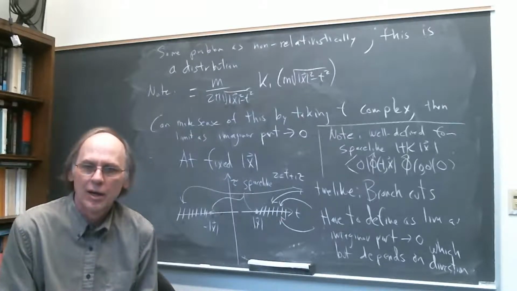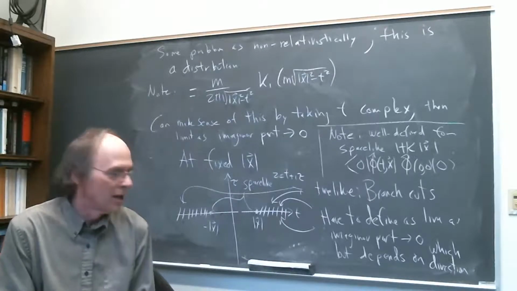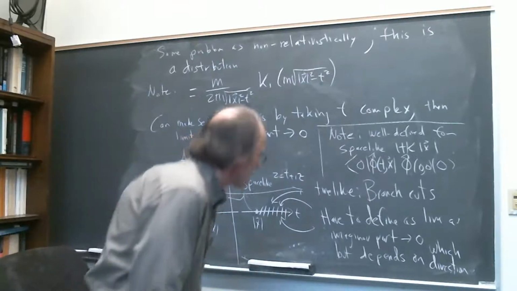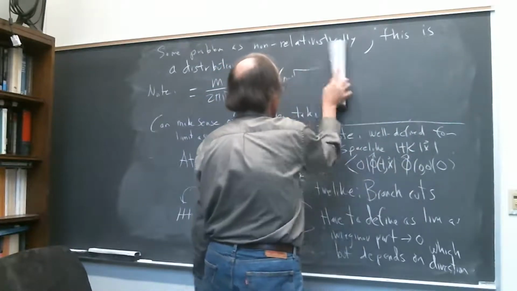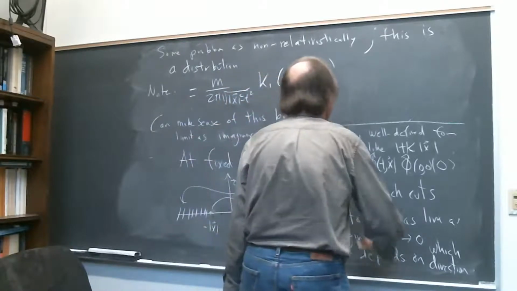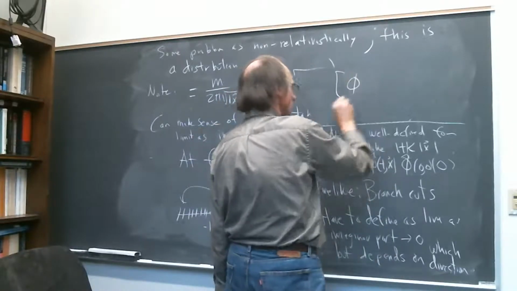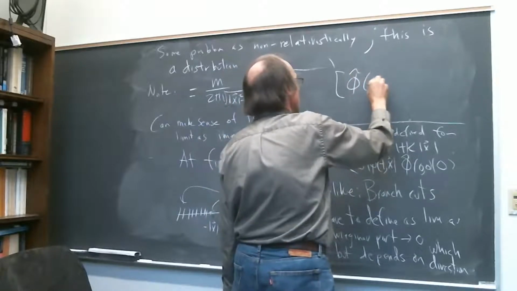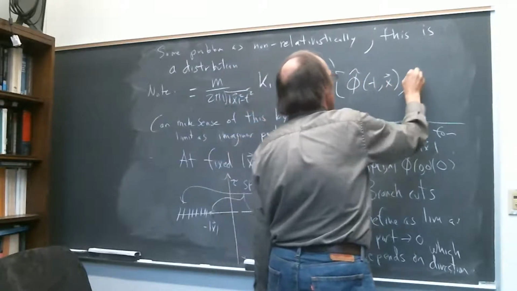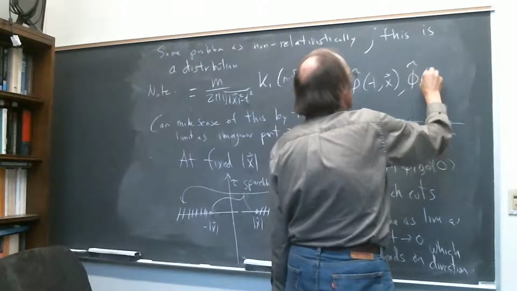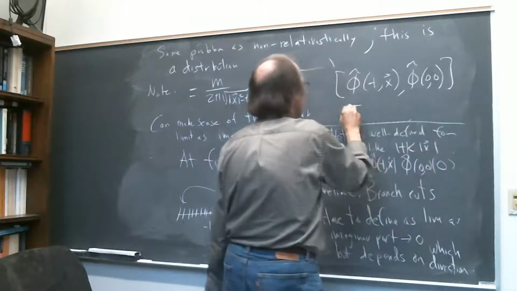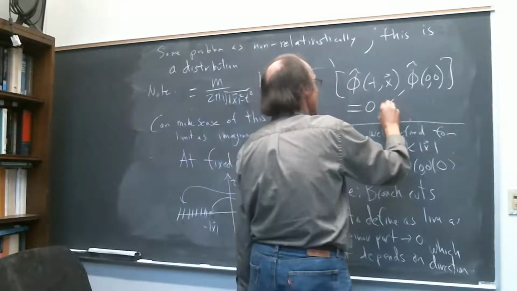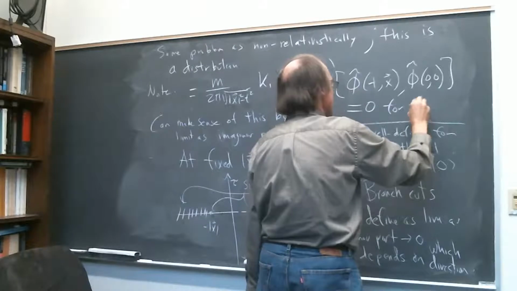Is there maybe a quick summary that you can give of how this is resolved? Okay. Well, it turns out that physically, what actually happens is that the commutator [φ(x), φ(y)] is equal to 0 for space-like separation.